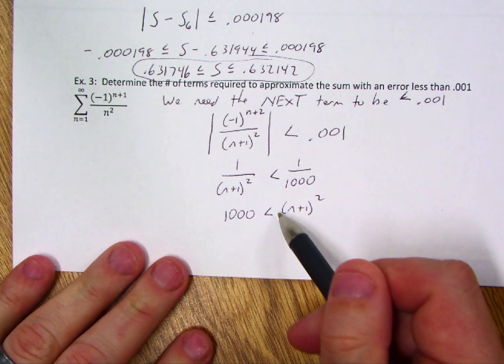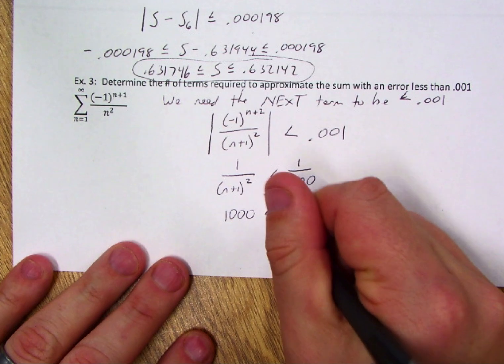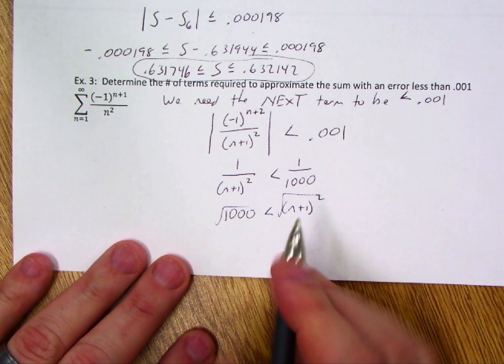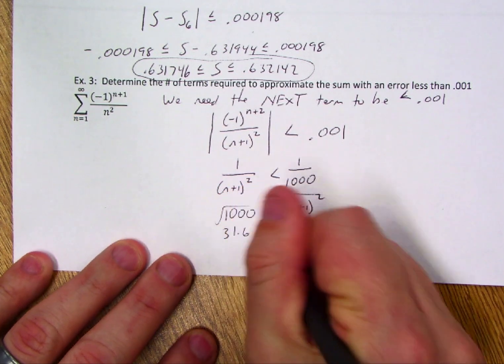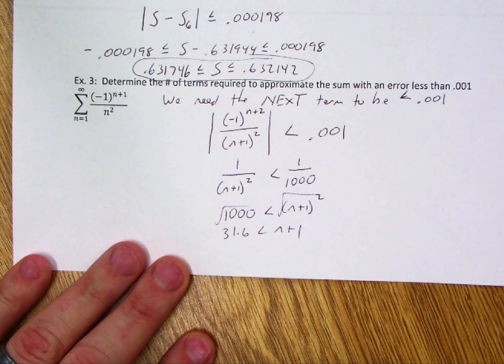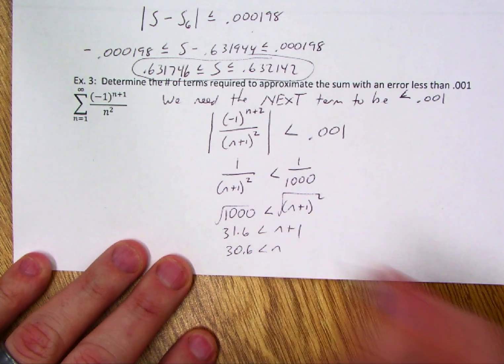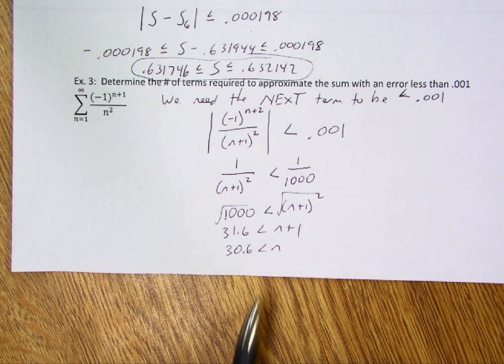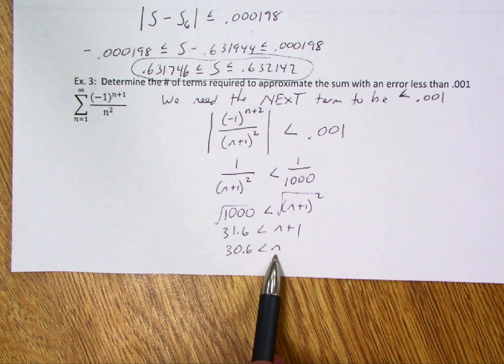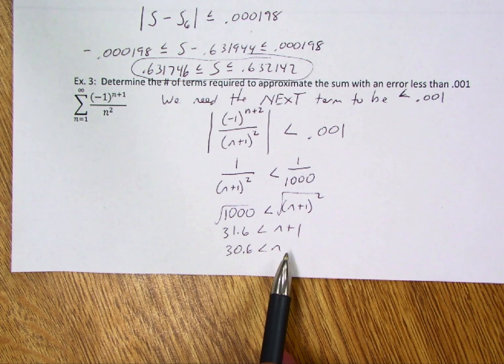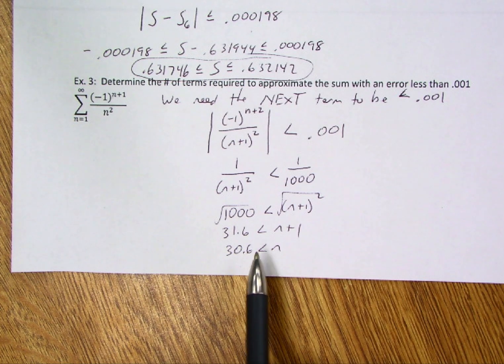Then to solve this, I'm going to square root both sides. So the square root of 1,000 is about 31.6. Take away the 1. Now, n is standing for integer values, right? You can't have a 30.6th term. So n, we would just round this up to be 31.